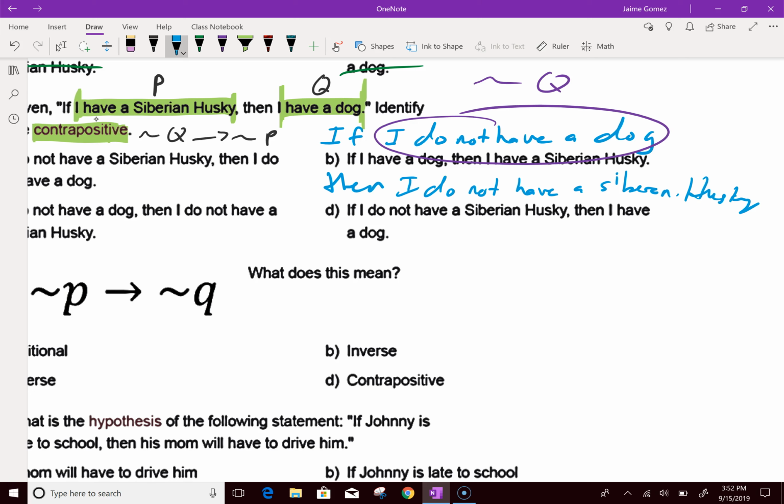Right, so flip them and put the word not. So let's see which one has that. Because this right here is now not P. So let's see which one says that. Don't erase it. I'm just letting you see which one has it.